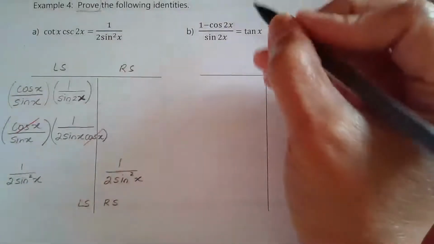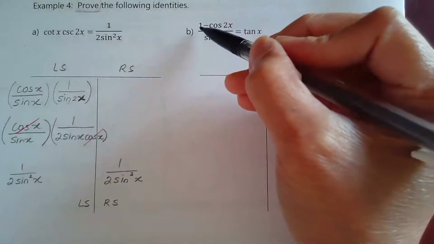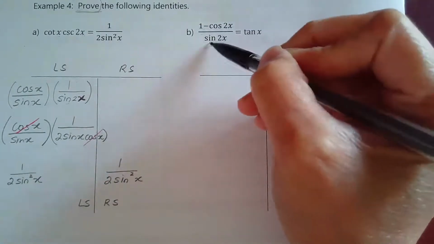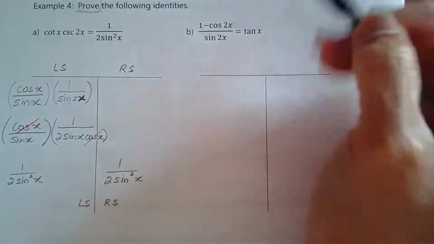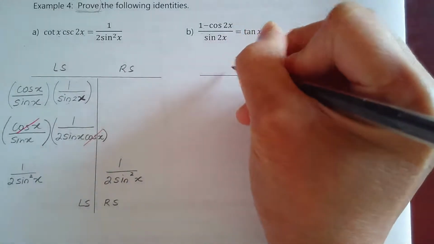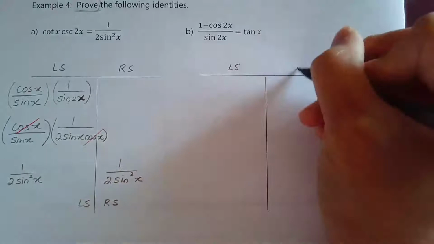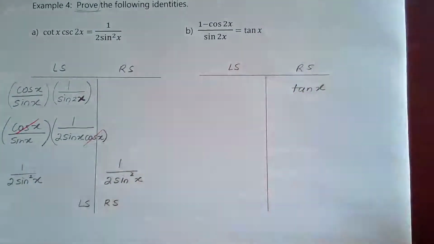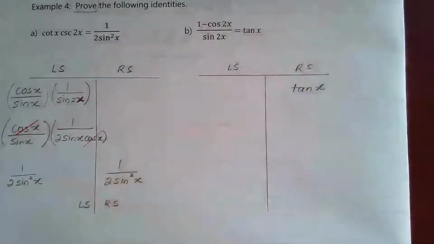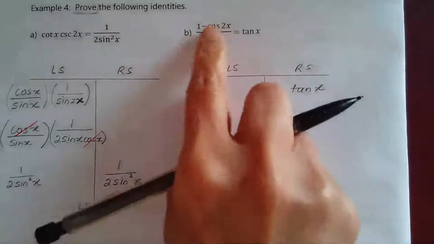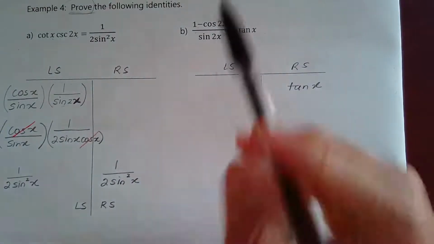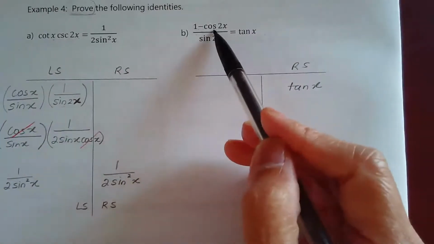Okay, now let's go to this one, letter B. 1 minus cos 2x divided by sine 2x equals the tan of x. So the complicated one is on the left side, and the right side is just tan of x. So what can we do to make all of these equal to just tan of x? So 1 minus cos 2x.